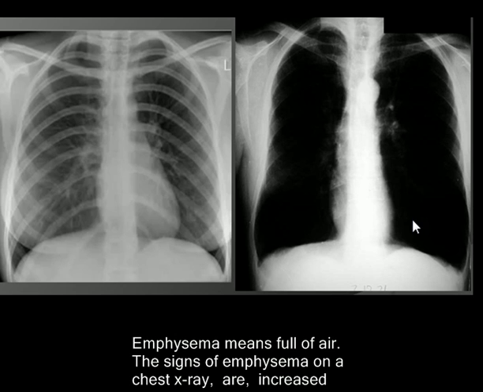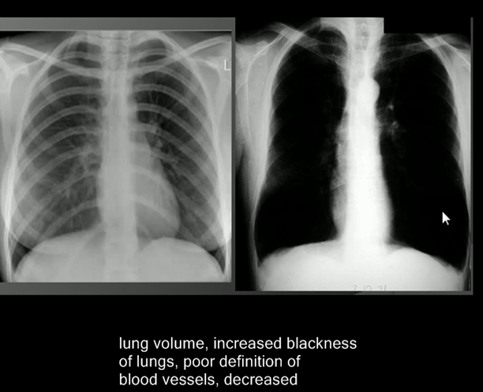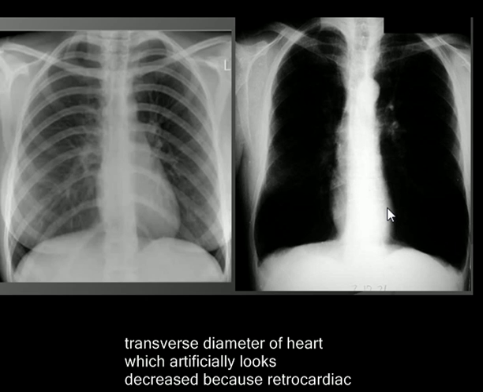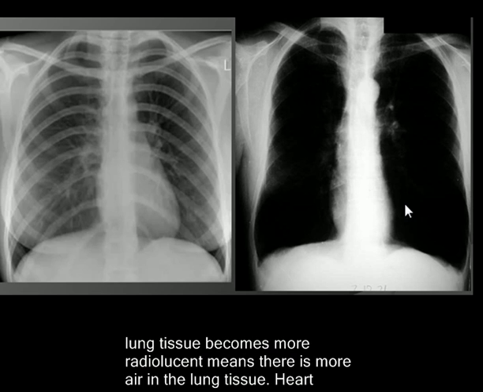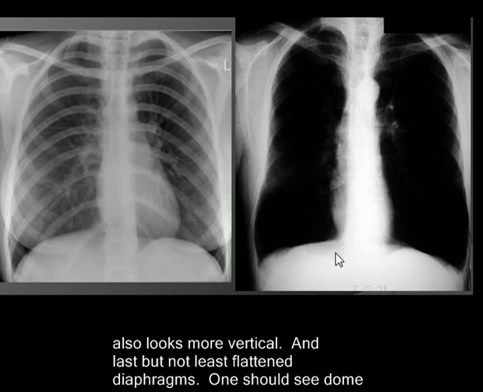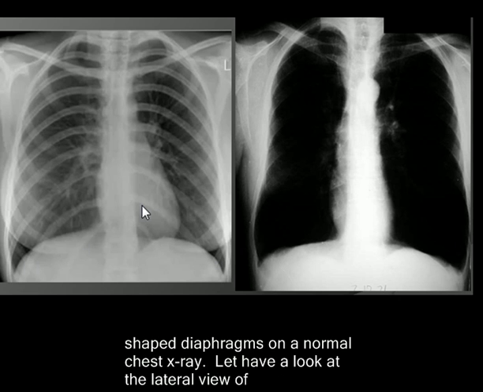The signs of emphysema on a chest x-ray are increased lung volume, increased blackness of lungs, poor definition of blood vessels, decreased transverse diameter of heart, which artificially looks decreased because retrocardiac lung tissue becomes more radiolucent, means there is more air in lung tissue, and which sort of hides the left heart border. You can easily appreciate flattened diaphragm as compared to dome-shaped diaphragms here in a normal lung.